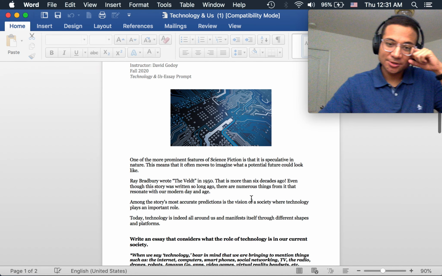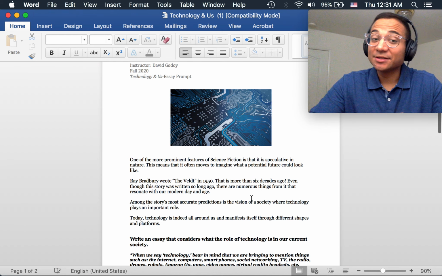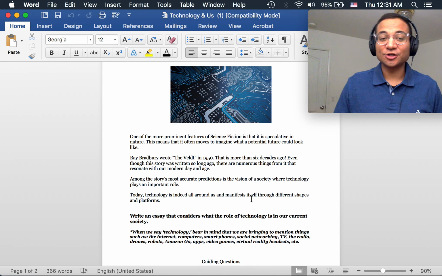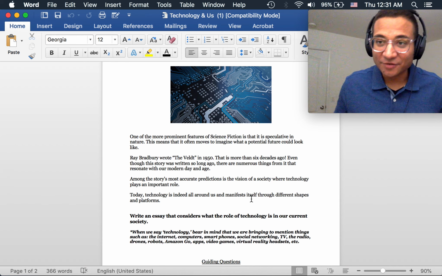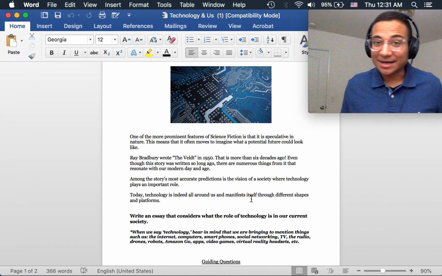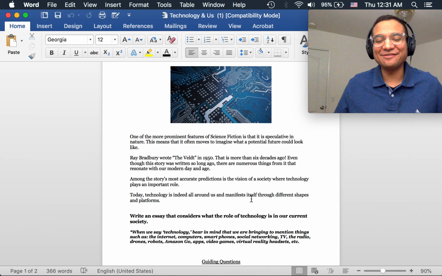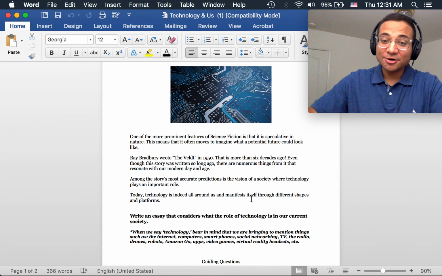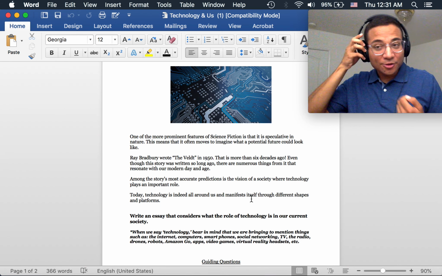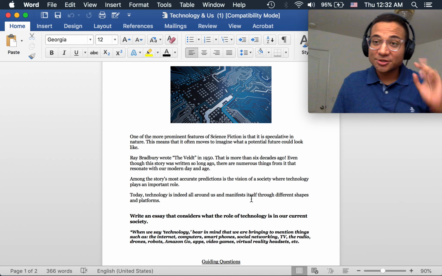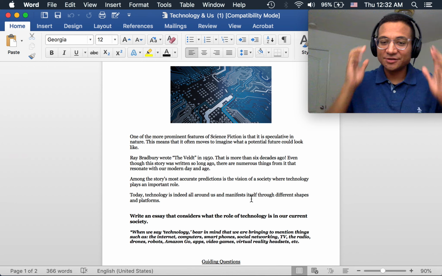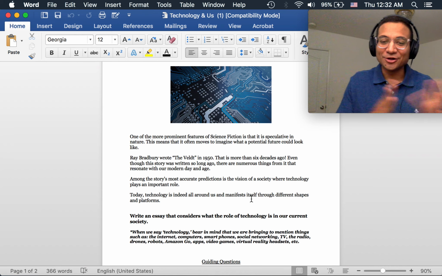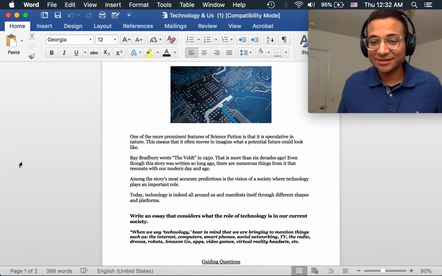One of the more prominent features of science fiction is that it is speculative in nature. This means that it often moves to imagine what a potential future could look like. Ray Bradbury wrote The Veld, which by the way is like a savanna, in 1950. That's 7 decades ago now, as we're in 2020, right? Even though this story was written so long ago, there are numerous things from it that resonate with our modern day and age. Among the story's most accurate predictions is the vision of a society where technology plays an important role. Today, technology is indeed all around us and manifests itself through different shapes and platforms.